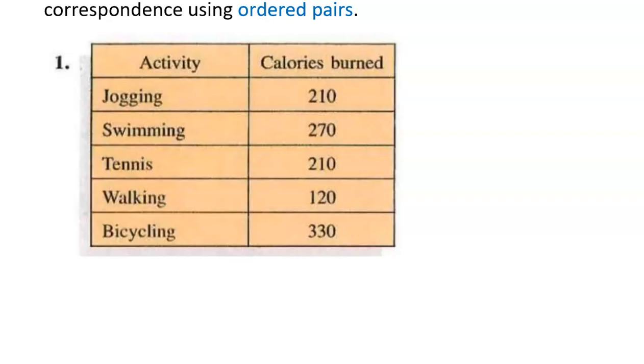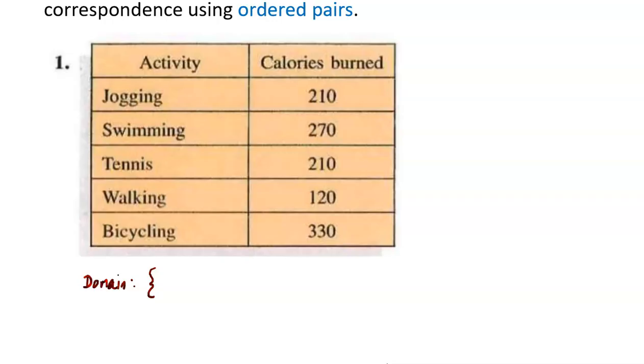Another word for correspondence is the word relationship. The chart shows the relationship between the type of activity and the calories burned. We're asked to give the domain and the range. So first, the domain. The domain is the list of all of the items that start the relationship. In this case, it's the list of activities.